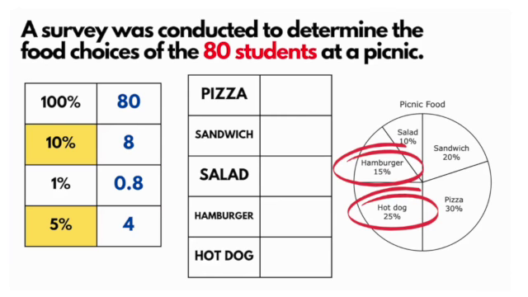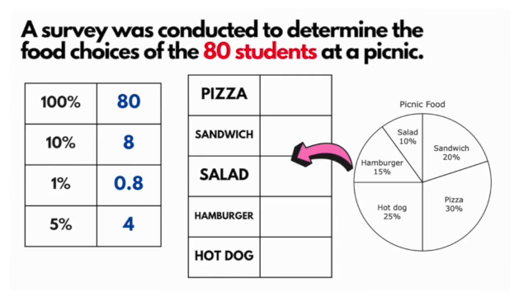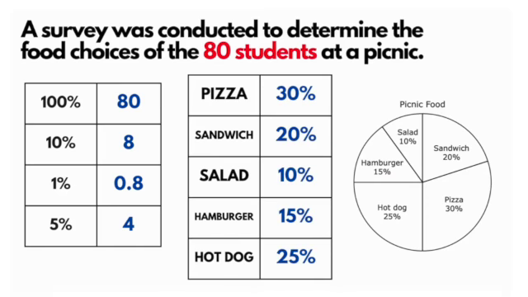So now that we're looking at our question, we have a good table to work with as we go forward with our problem. Let's look at our choices here. Let's fill in our totals of how many of the 80 students chose pizza, sandwich, salad, hamburger, and hot dog. We can look at the graph and build them from there. We could just fill it out.